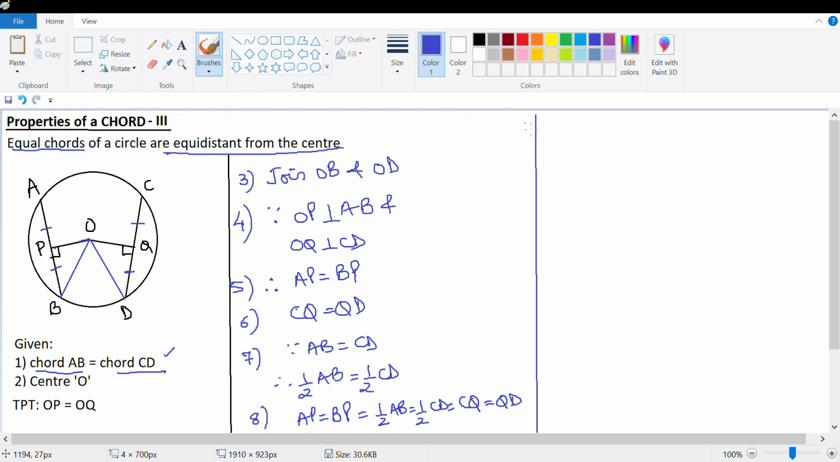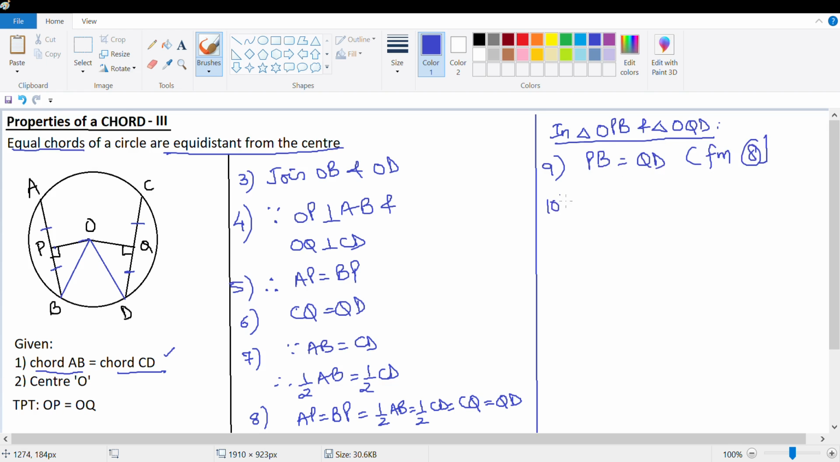So now let's look at this triangle. In triangle OPB and triangle OQD, let's see what we get. Point number 9 is PB and QD are equal. PB is equal to QD. This is from 8. What I also have is angle OPB is equal to angle OQD is equal to 90 degrees. This is from 4. We've constructed it.